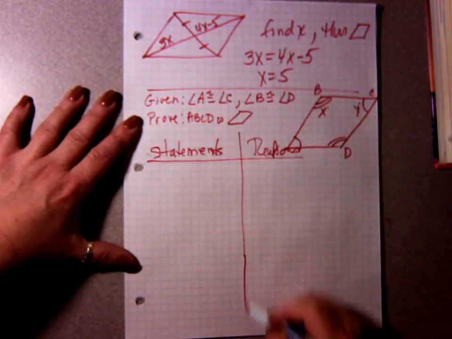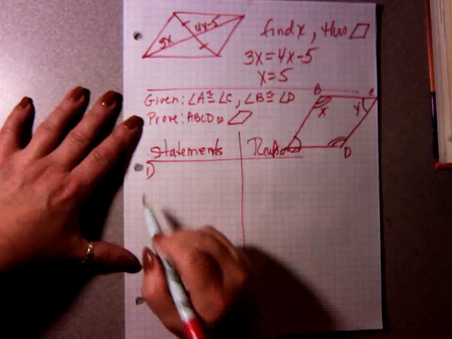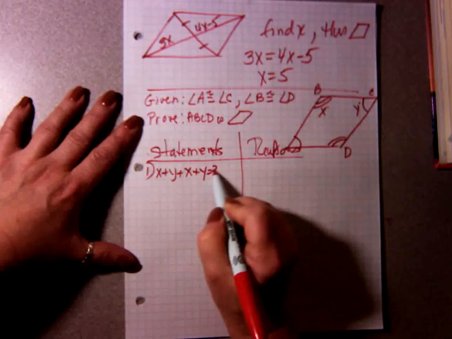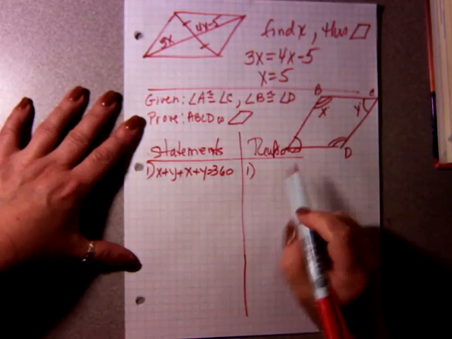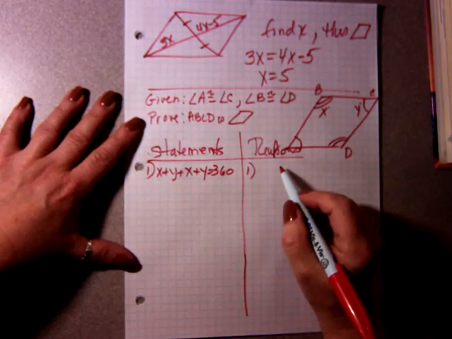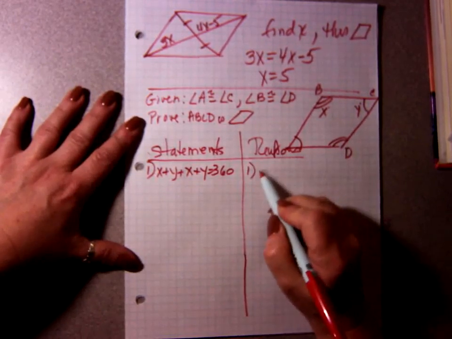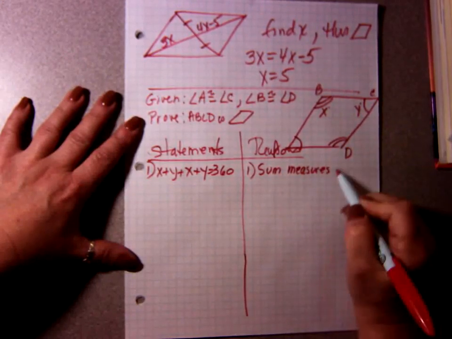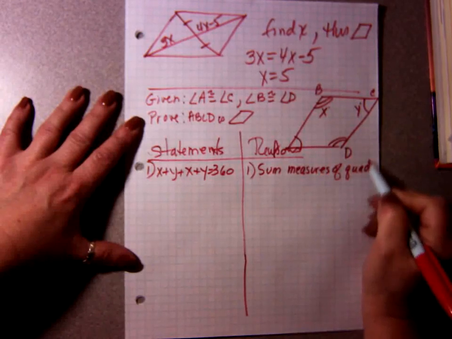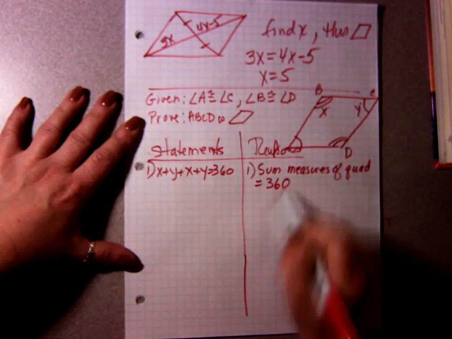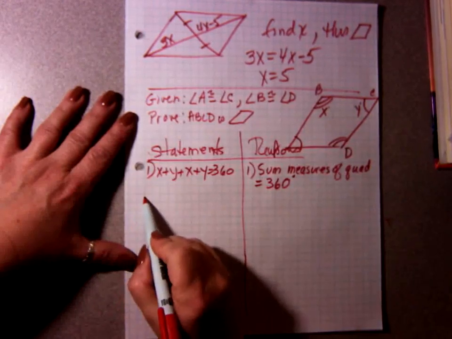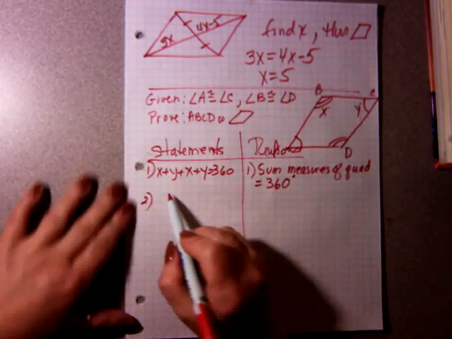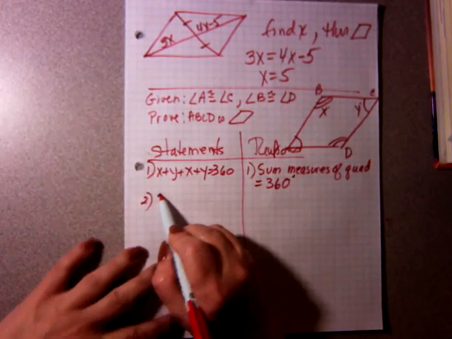Two-column proof, statements and reasons. My first statement is that x plus y plus x plus y equals 360. And the reason I can make that statement is that the sum of the measures of a quadrilateral is 360. Next, I'm going to rewrite this.